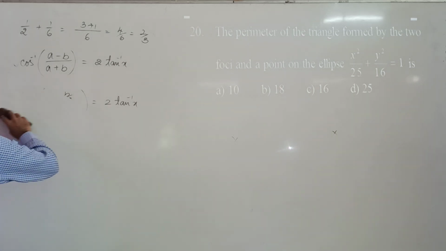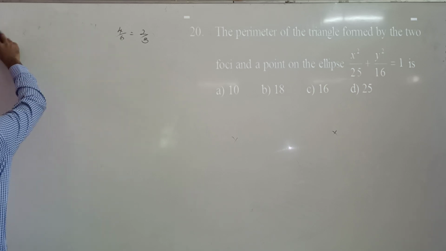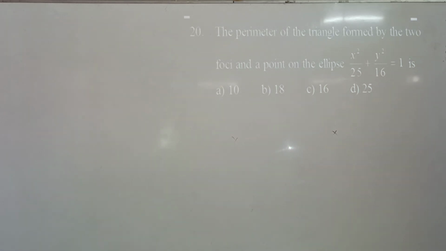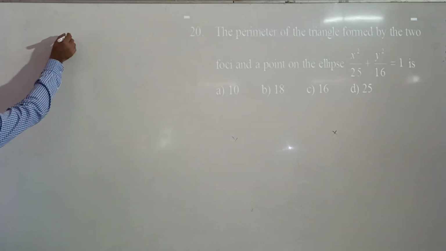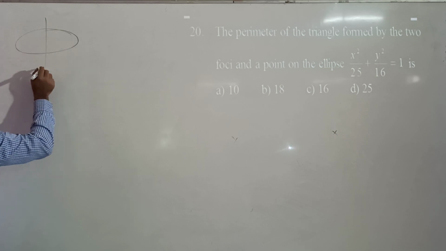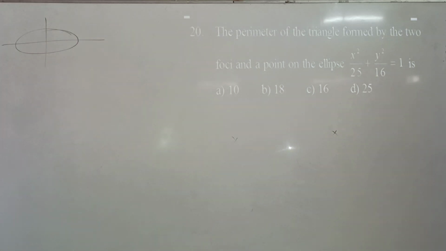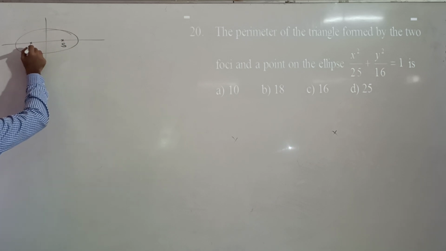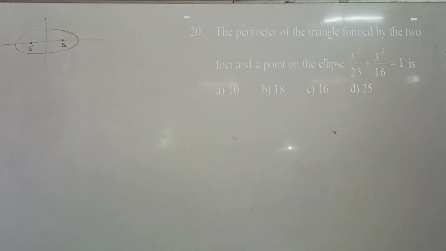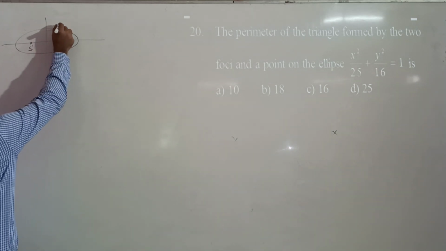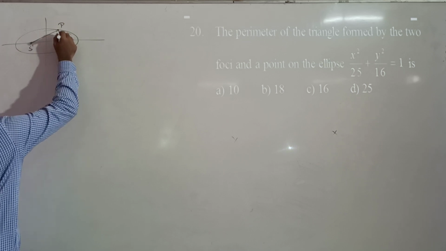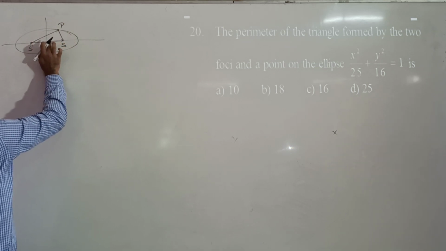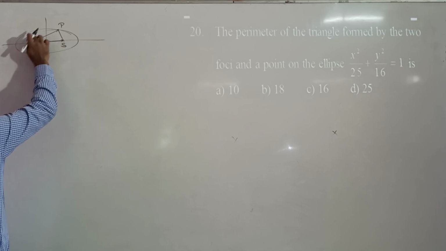The perimeter of the triangle formed by the two foci and a point on the ellipse x square by 25 plus y square by 16 is equal to 1. So this is the ellipse. Two foci, there are two foci here. I will call this S and this S dash. And a point on the ellipse. Which point? You take any point on the ellipse. I will take a point here and call it P. So this is the triangle we are talking about, S S dash P.